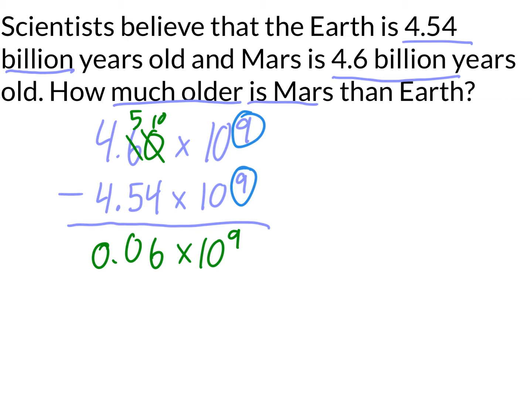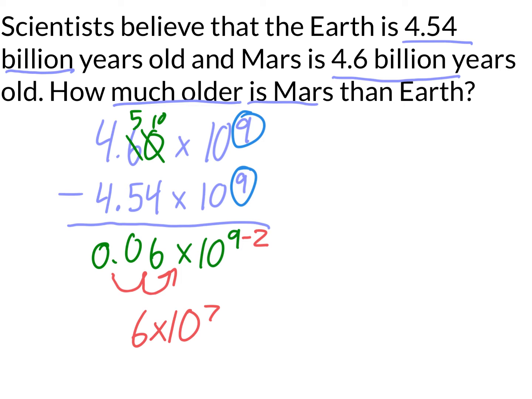However, this is not proper scientific notation. In order to change it to proper scientific notation, we will need to move the decimal place to the right 2 places. And since we are increasing the value of the coefficient, we will need to decrease the value of the exponent by the same amount. So our final answer is 6 times 10 to the 7th.